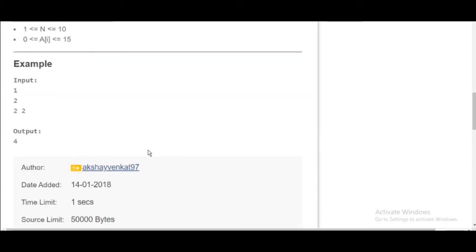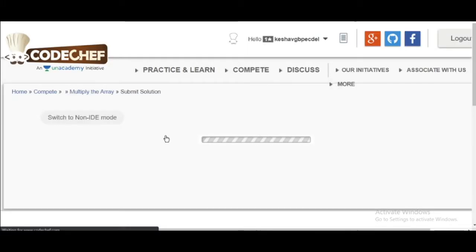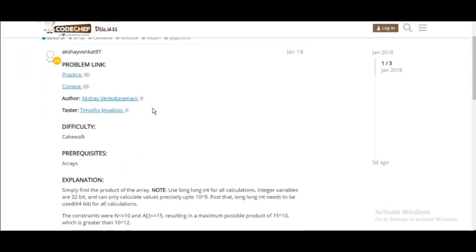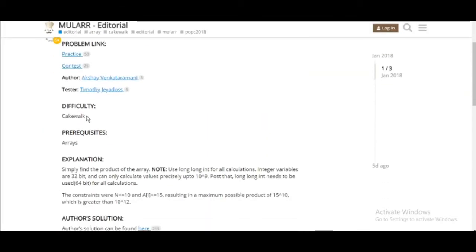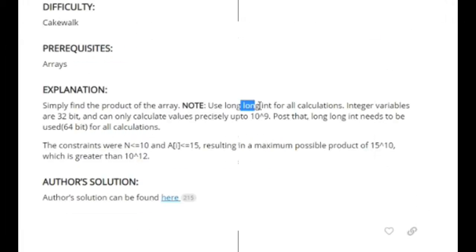The question is very simple, but how to present it and how to write the answer is the thing we have to learn for competitive programming. I have already done this for you. Actually, I have copy pasted the editorial. You can see they have explained the difficulty as very simple, with prerequisite knowledge of arrays. Simply find the product of the array. Note: use long int. Okay.